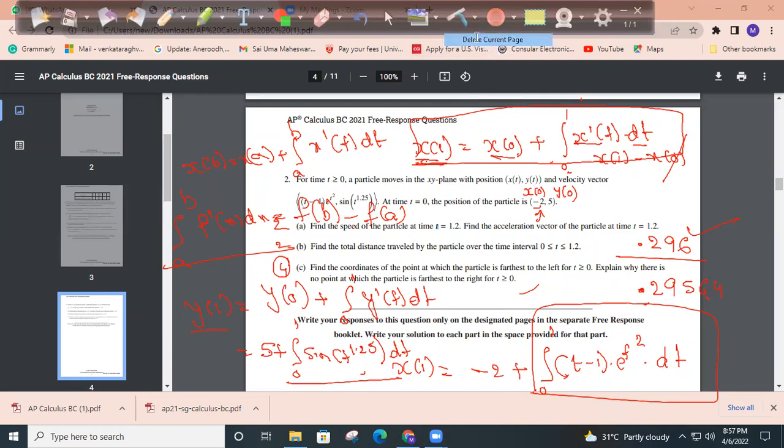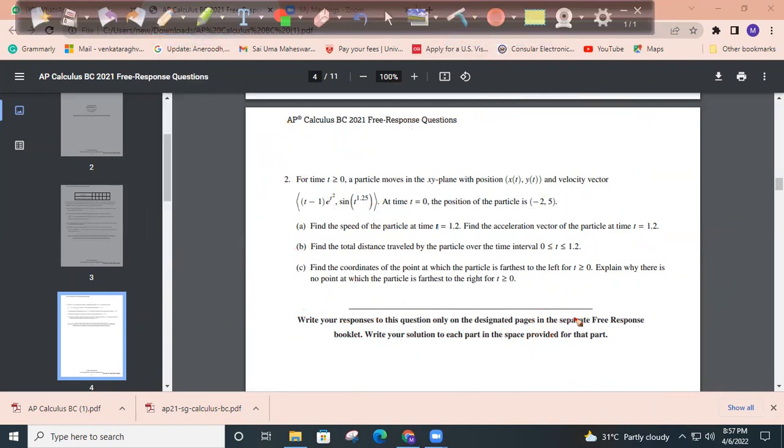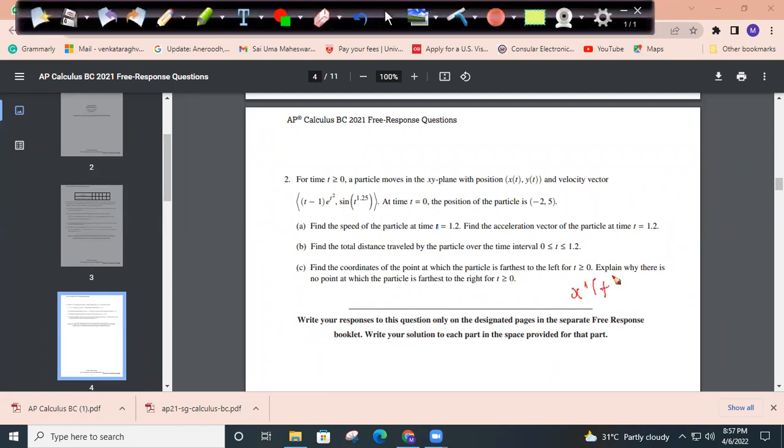So I'm erasing this. What is the last part that is given in the question? Explain why there is no point at which the particle is farthest to the right for t greater than or equal to 0. That means I need to see how the particle is moving. What I explained to find whether the particle is moving right or left, I'm using in this concept. So first I need to see what x dash of t is. x dash of t has a local minimum at t equal to 1.